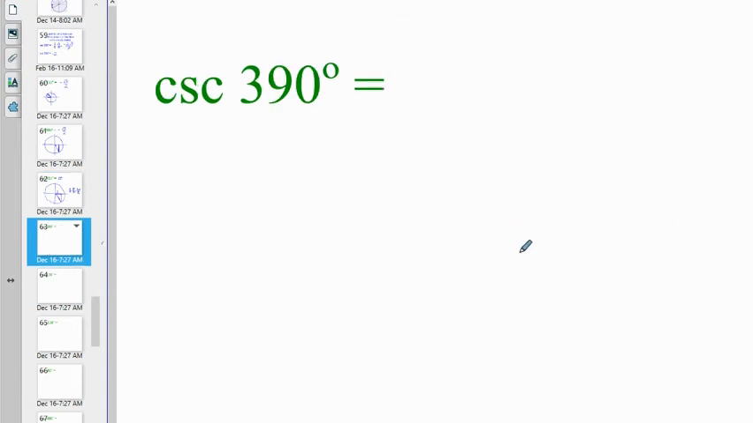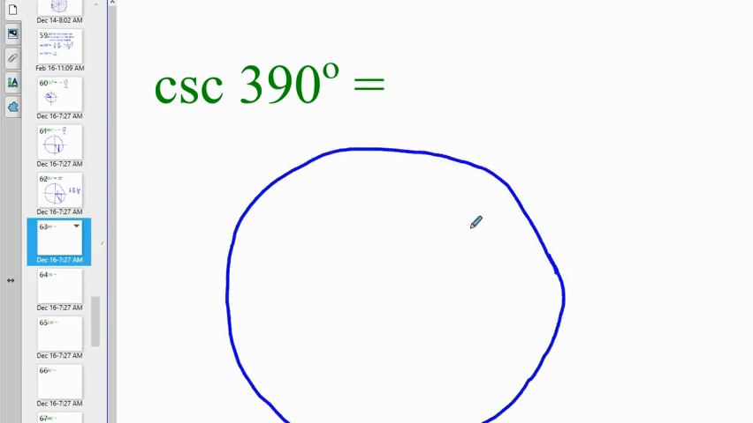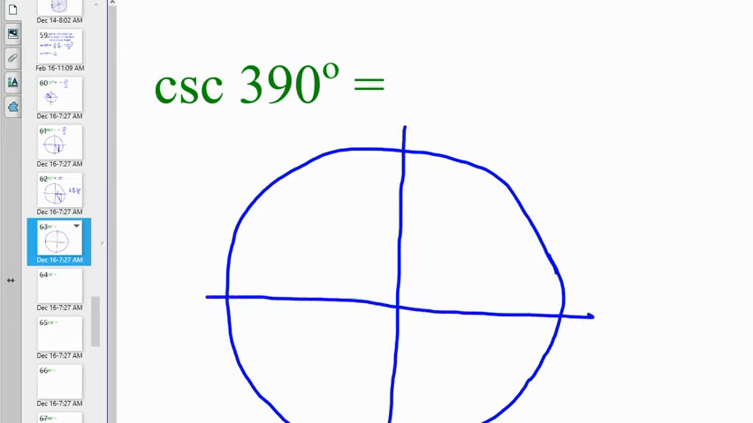Next example. Oh, here's another reciprocal relationship. So 390 degrees. First, figure out where we are on the unit circle. 360 degrees takes us all the way around. And let's see, 360 plus an extra 30. So we're 30 degrees more than 360. So I've got my 30-degree angle there.